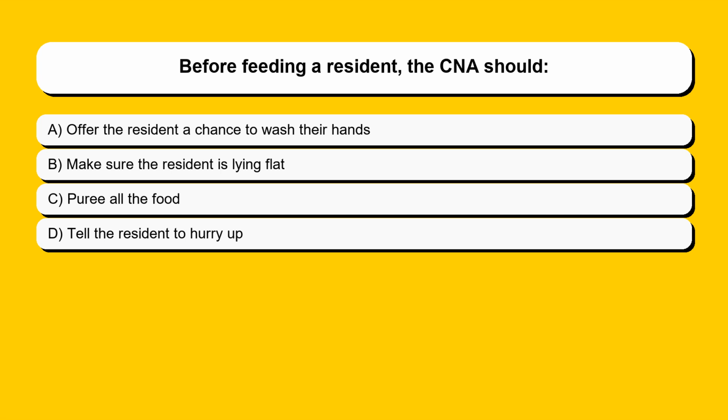Question 17. Before feeding a resident, the CNA should: Option A, offer the resident a chance to wash their hands. Option B, make sure the resident is lying flat. Option C, puree all the food. Option D, tell the resident to hurry up.